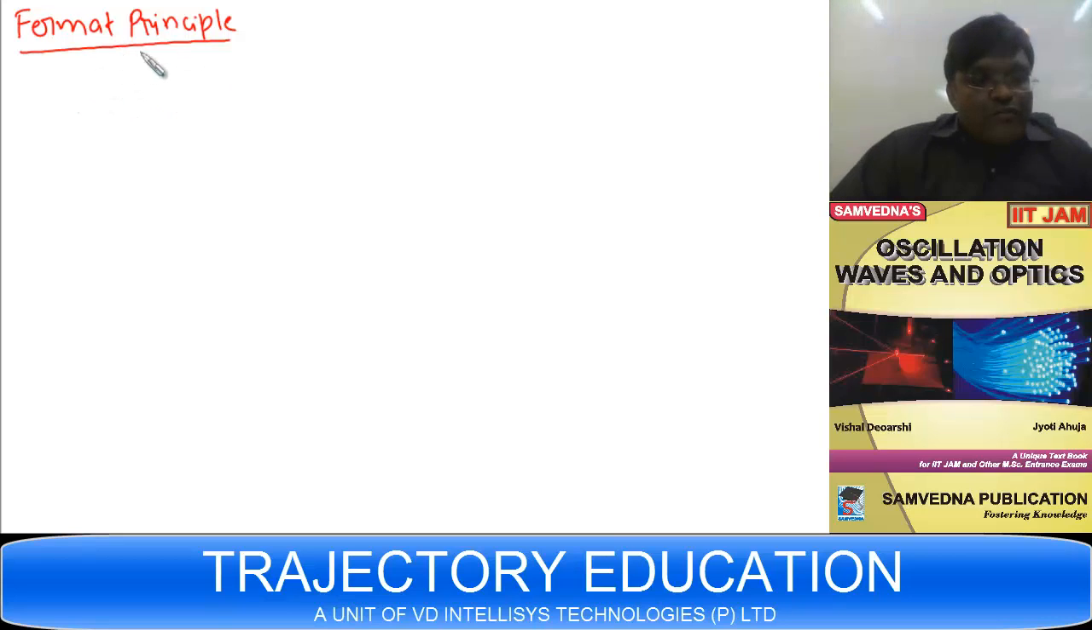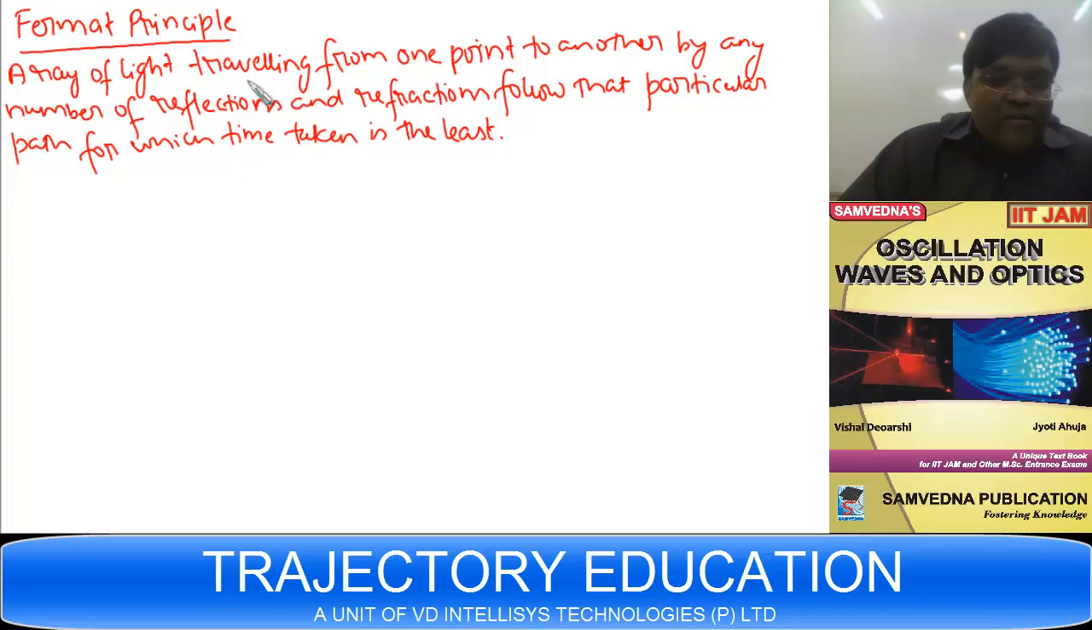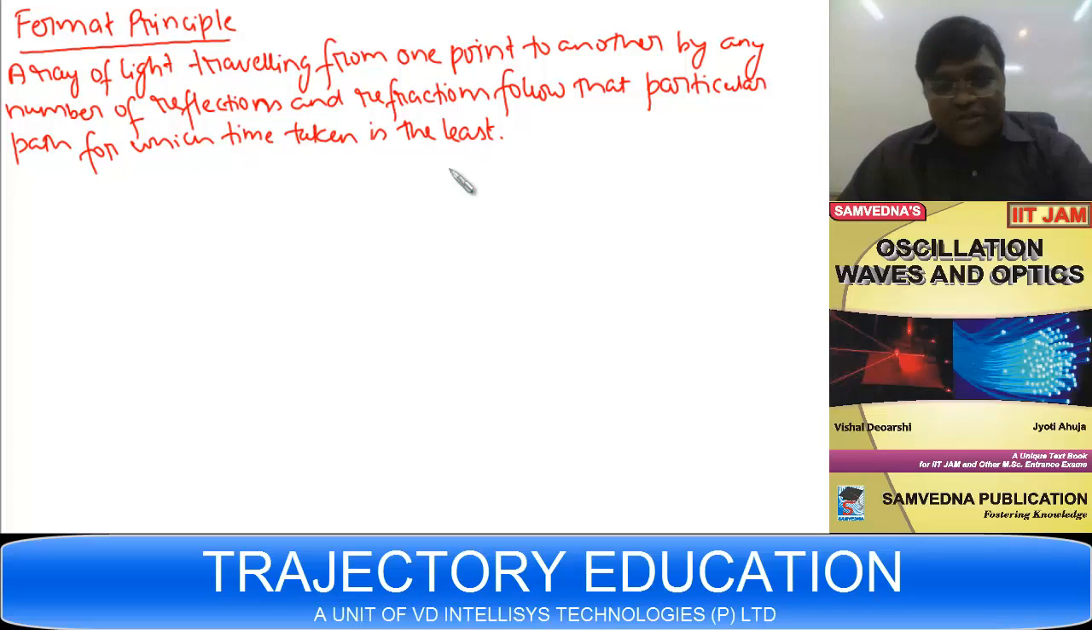Let's discuss today the Fermat Principle. What is Fermat Principle? I write down that statement first. The ray of light traveling from one point to another by any number of reflection or refraction follows that particular path for which the time taken is least.